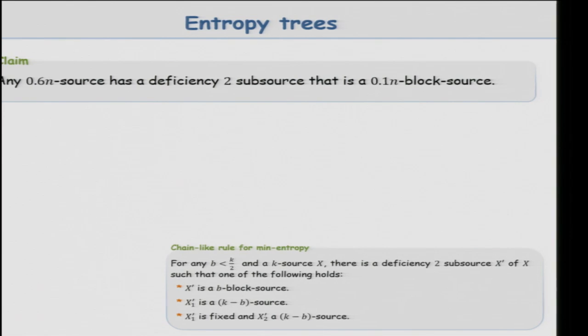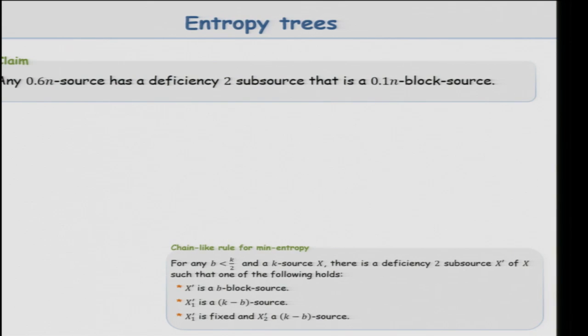Namely, the first part has high entropy, and conditionally the second part has entropy. No one can have all the entropy. And to prove this, we just apply this lemma, with k, which is 0.6n, and b, which is slightly less, 0.1n minus 1 or something, but forget about it. Notice that the first case is what we want to prove, that there is a deficiency to a subsource of x that is a 0.1n block source. So if we can only rule out the other two cases, it would be great.